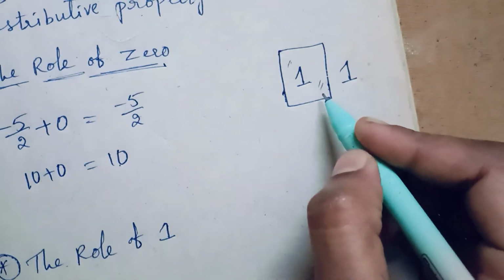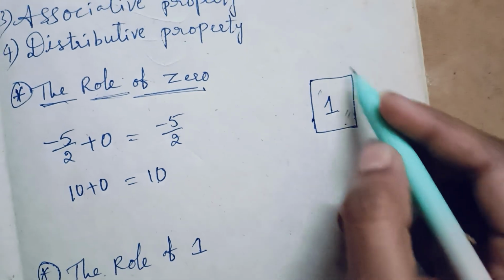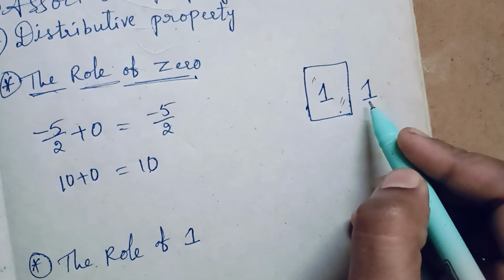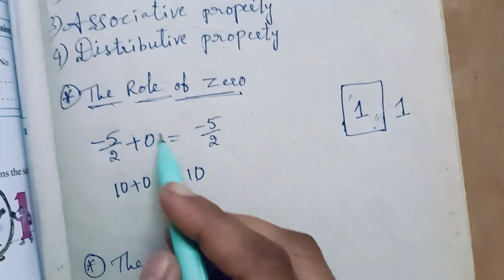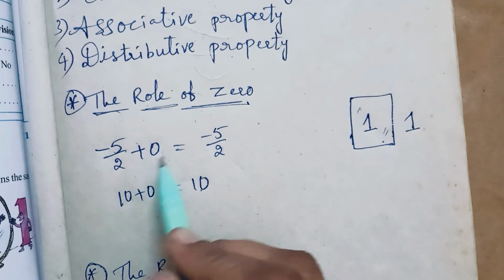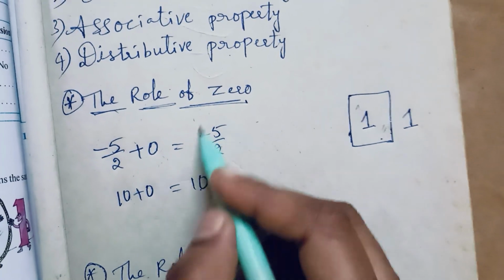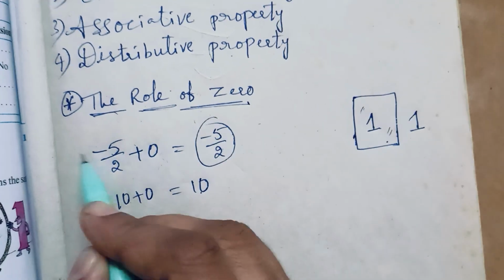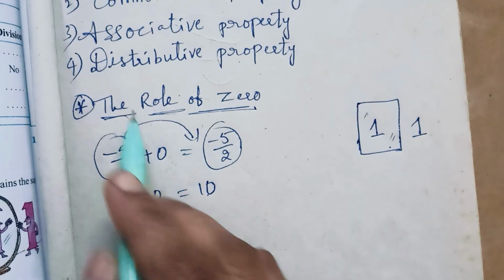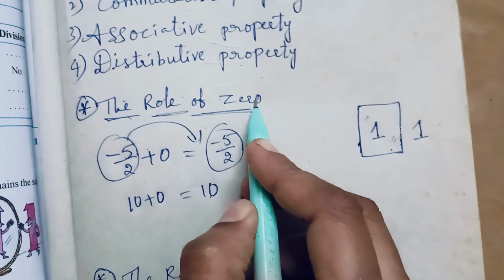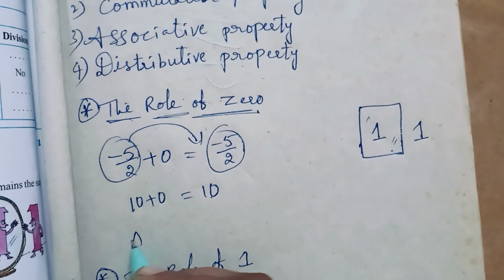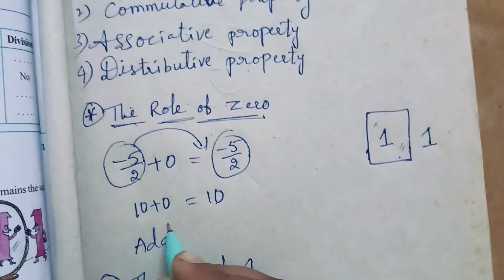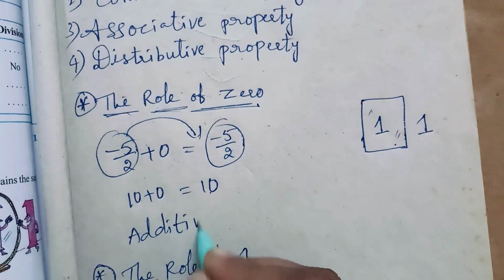It is like when you are looking in the mirror, only your image is represented in the mirror. Same like that, if we add 0 to any number, that number only you will get. That is the role of 0. This is called additive identity.